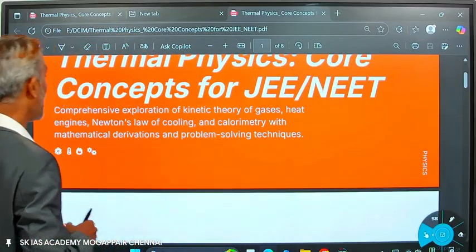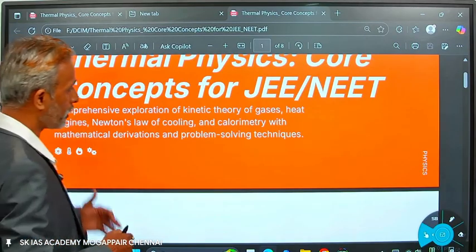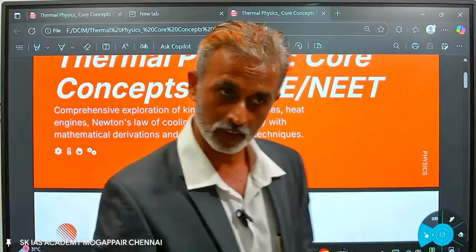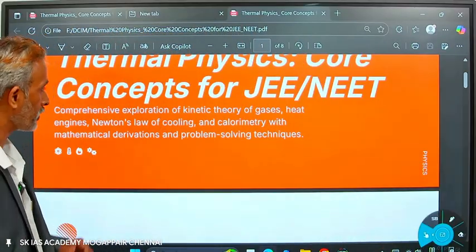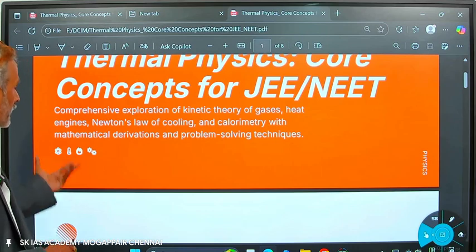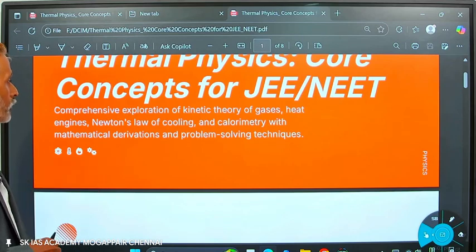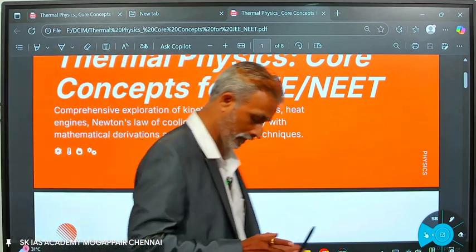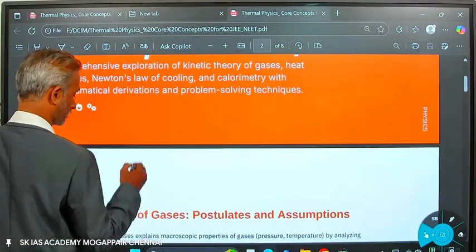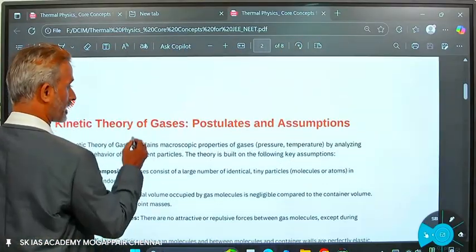So today I am going to do the first topic in heat, and today I am going to finish all the heat, okay, with problems also. Today I am going to do the kinetic theory of gas, heat engine, Newton's law of cooling and calorimetry. Correct? First, kinetic theory of the gas.